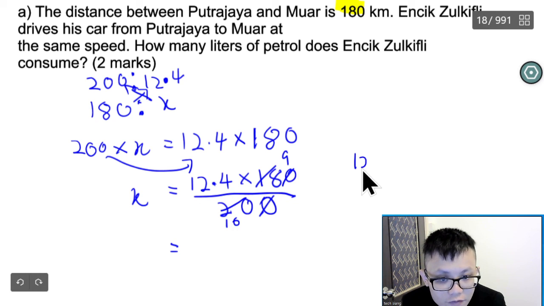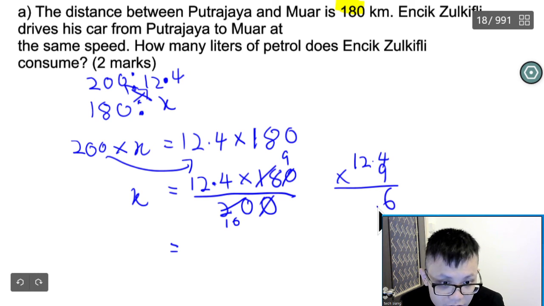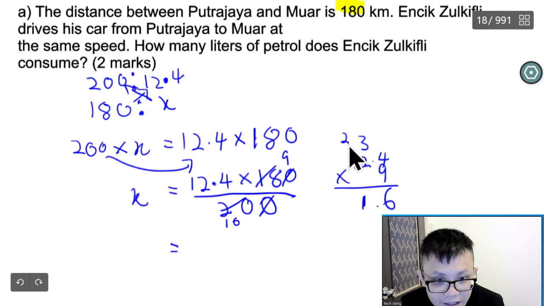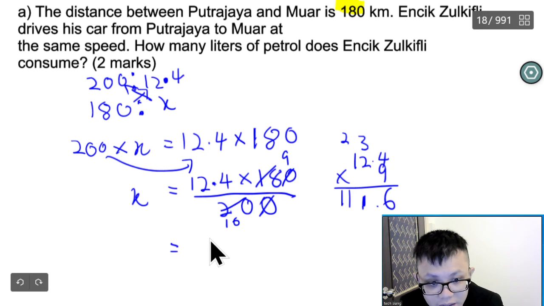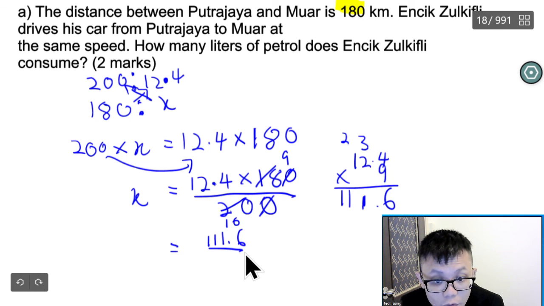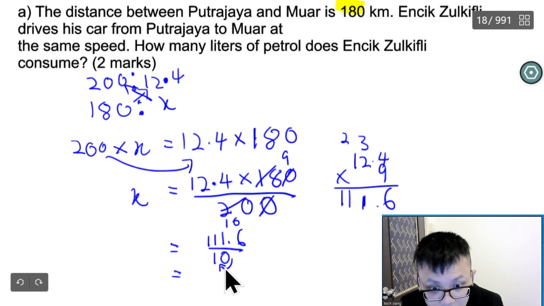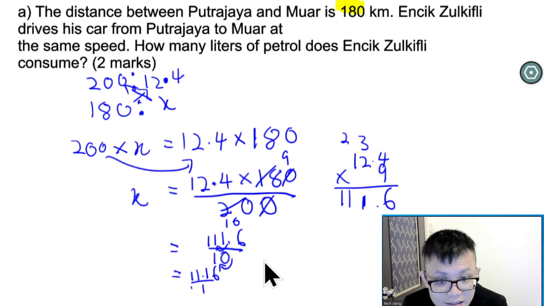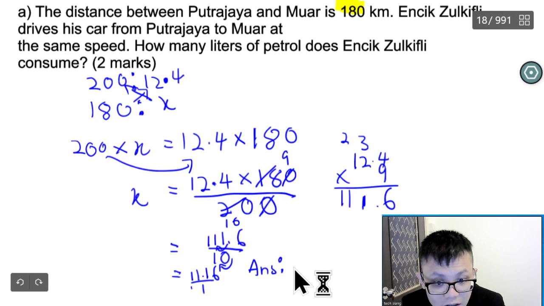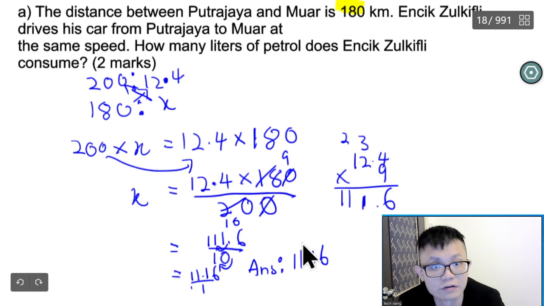To make it easy. So 12.4 times 9, I will get 111.6 over 10, equivalent to moving the decimal point one place, so it will be 11.16 over 1. So the answer is 11.16.